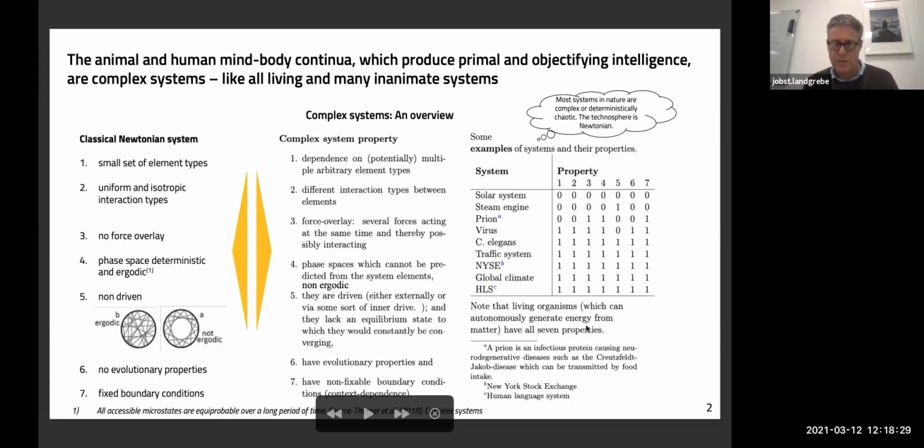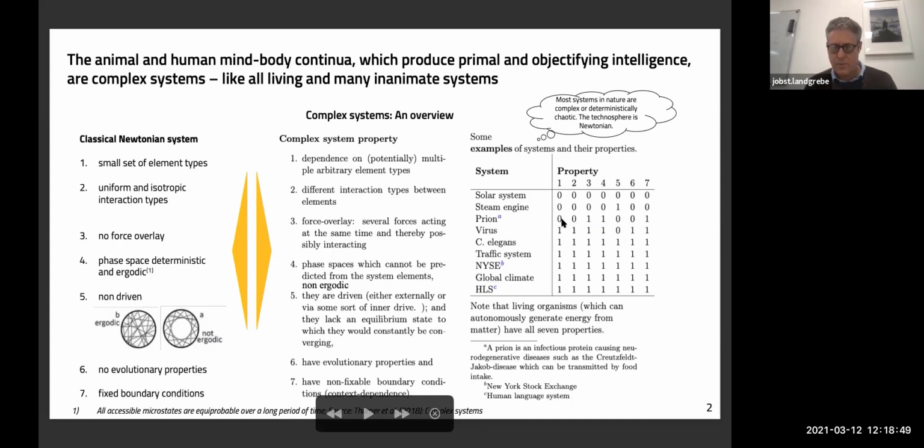All living organisms are complex systems. And you see here that a virus is not a living organism. It doesn't have property number 5, which is the energy flow. So it's not driven. And a prion has even less.